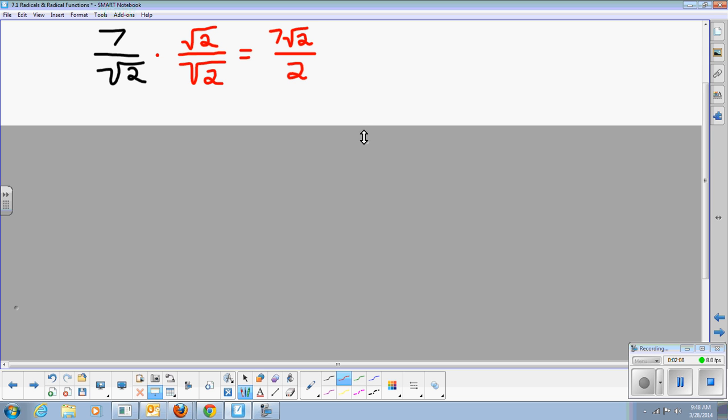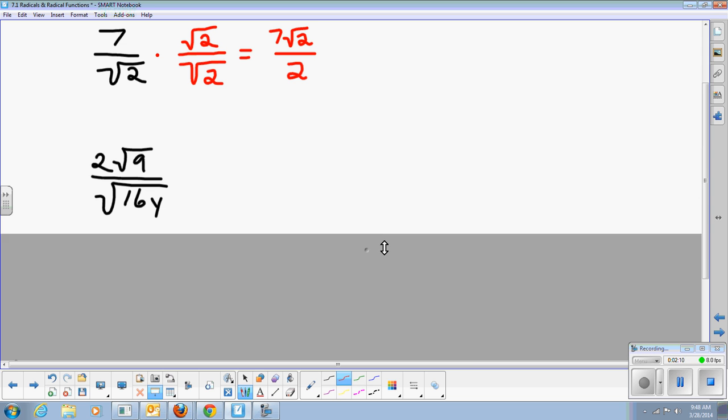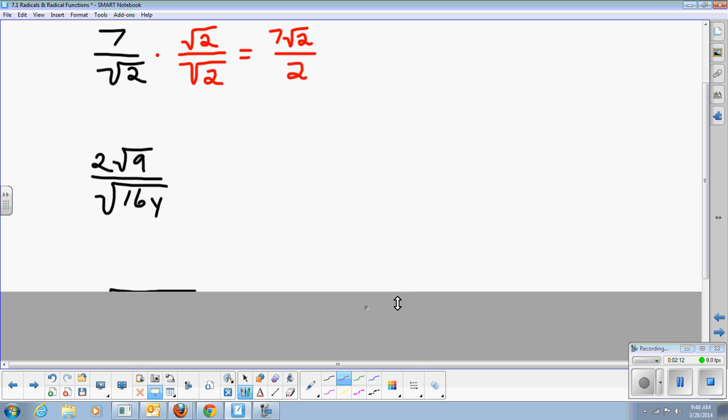These examples from this assignment are going to be all square roots in the bottom. On this one, I have 2 times the square root of 9 all over the square root of 16 times y. Okay, so let's take a look. First of all, do you recognize this? 16 is a perfect square, isn't it?